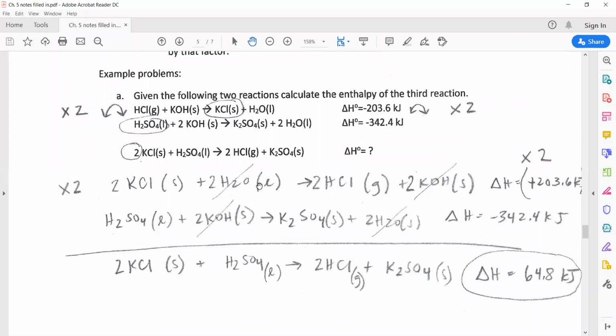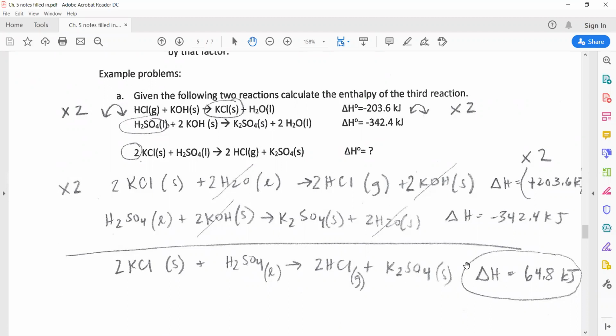So remember, you can only cancel things if they're on the left and the right. And what you're doing is you're combining these two equations. So you'll notice there's 2 liquid waters on the left here, and there's 2 liquid waters on the right here. So those 2 cancel. There's 2 KOH solids on the left, 2 KOH solids on the right, they cancel. And then you bring down anything that does not. So you've got 2 KCl, you've got an H2SO4 left over, you have 2 HCl's and a K2SO4.